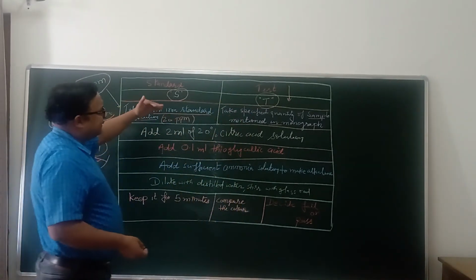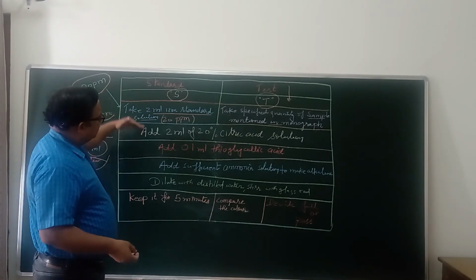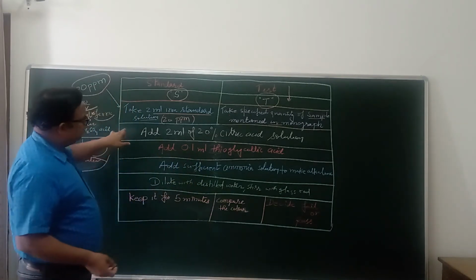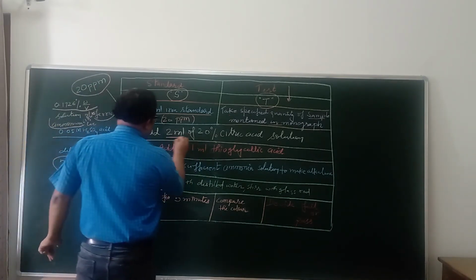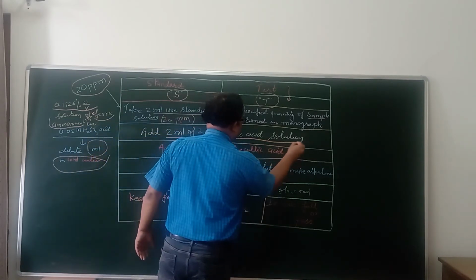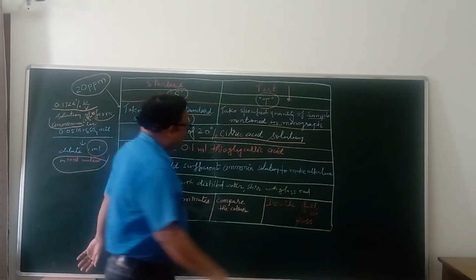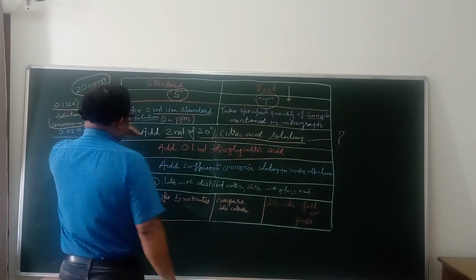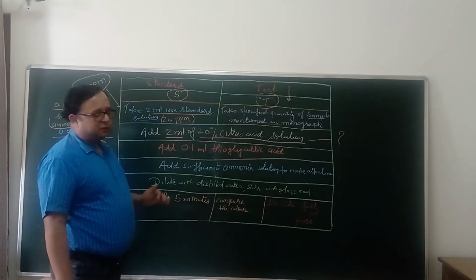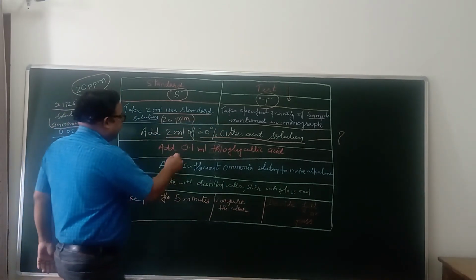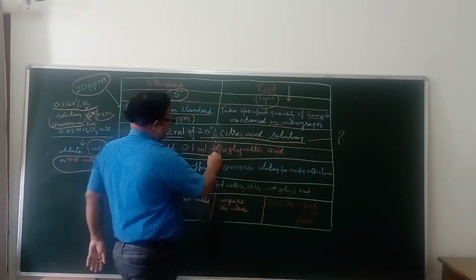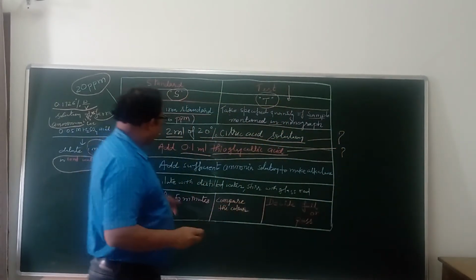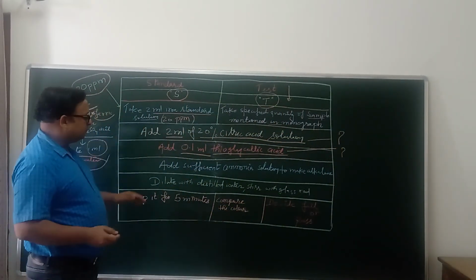Now we have both the Nessler cylinders ready. Whatever we do in both the Nessler cylinders will be similar. So in both the Nessler cylinders, we add 2 ml of 20% citric acid solution. You already know why we are using citric acid; I have told it earlier. Then we will add 0.1 ml thioglycolic acid. Its role is also clear.